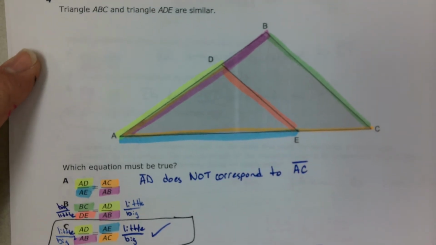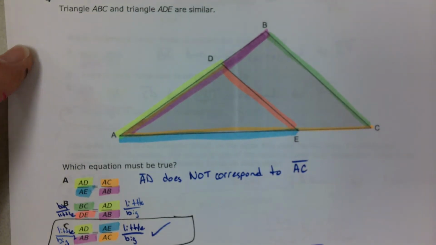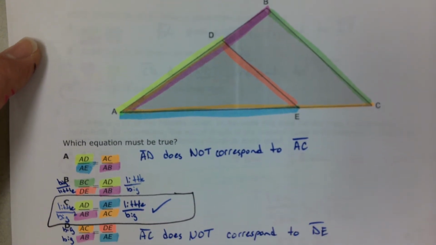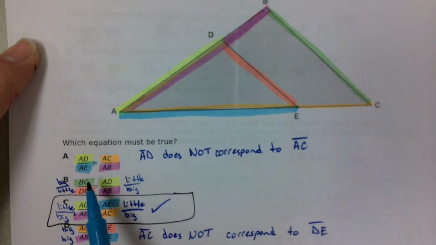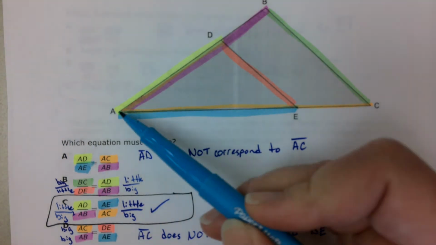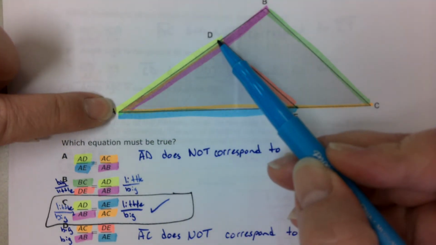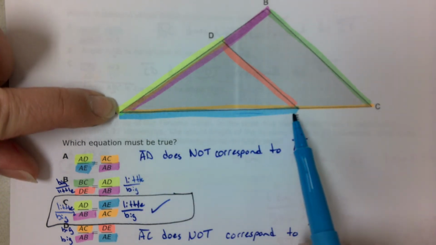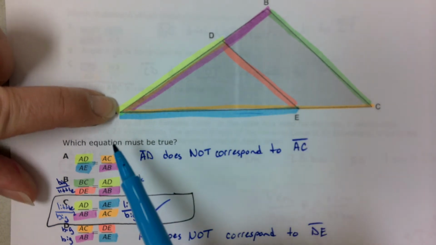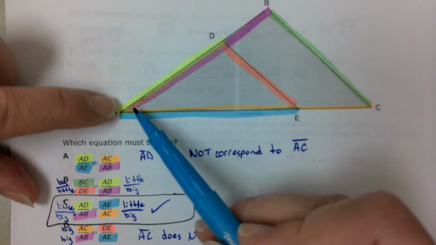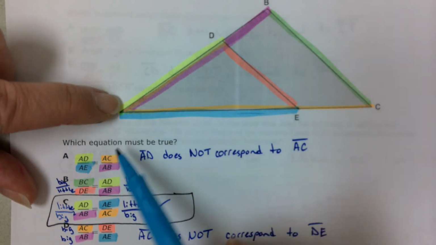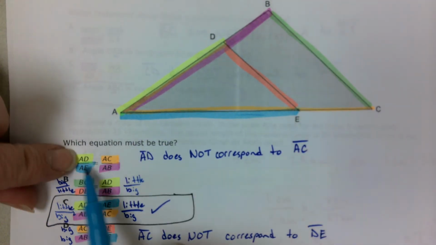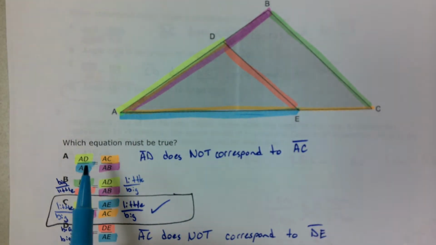4, triangle ABC and triangle ADE are similar. Which equation must be true? So I've color-coded my sides to make this easier for me. So I have AD, which is the small upper side here, over AE, which is the small lower side. Then I'm looking at AC, which I would have wanted it to be AB for that. So this is flipped. So AD does not correspond to AC, so this is not true.